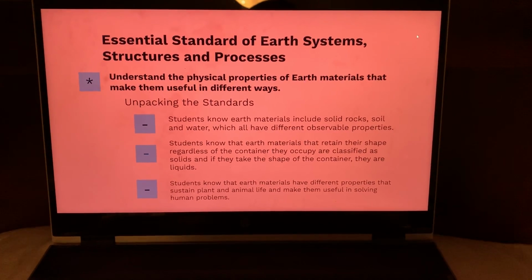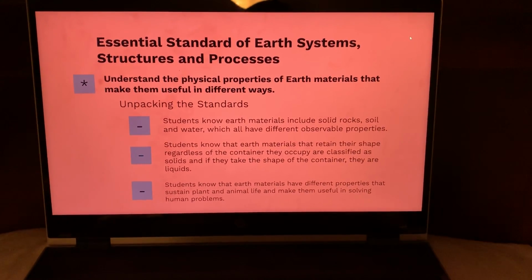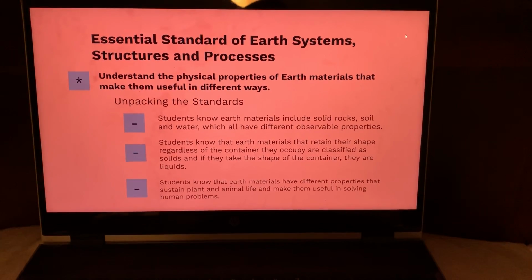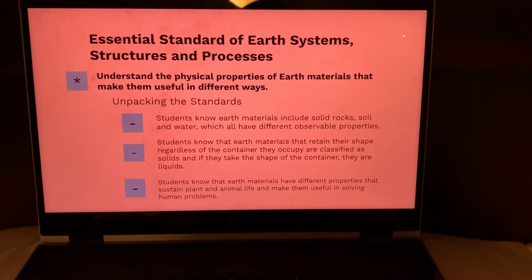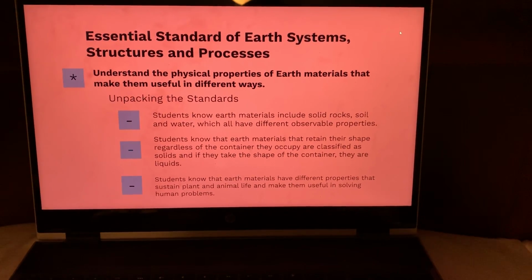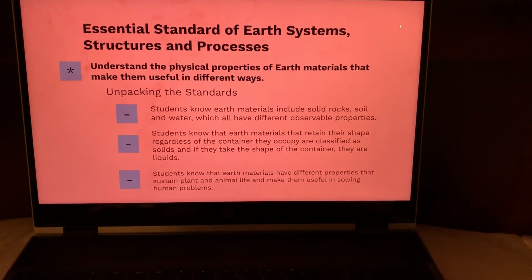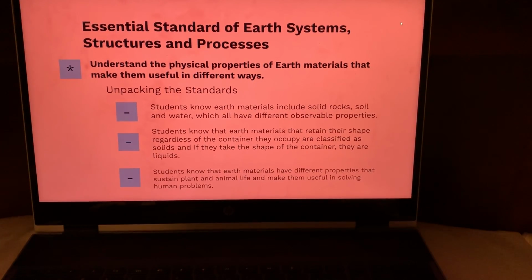But anyways, for this standard, they are to understand the physical properties of Earth materials that make them useful in different ways. So by the end of this lesson, they want students to know earth materials include solid rock, soil, and water, which all have different observable properties. Students should know that earth materials retain their shape regardless of the container.